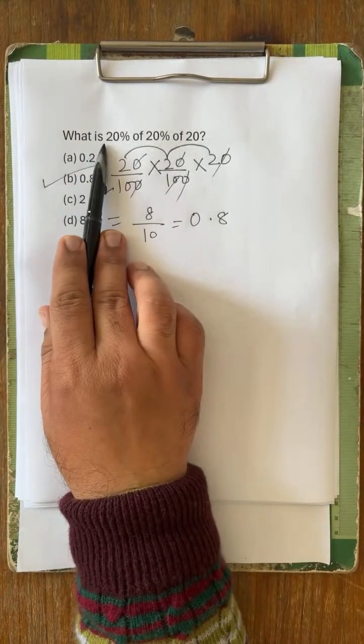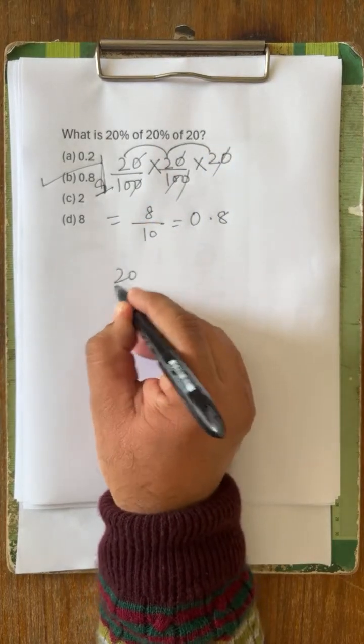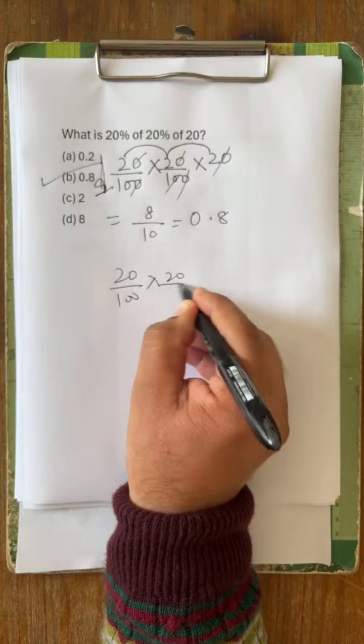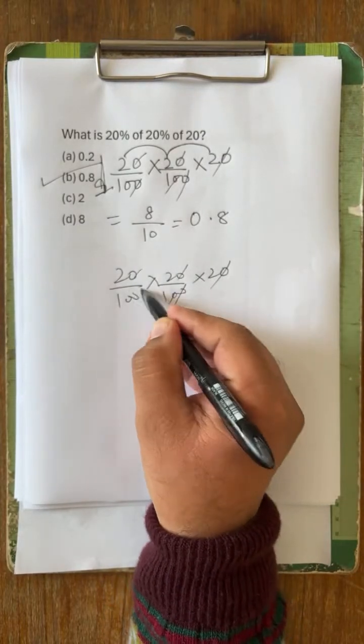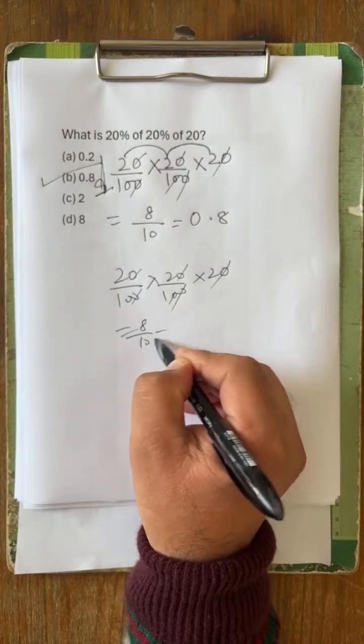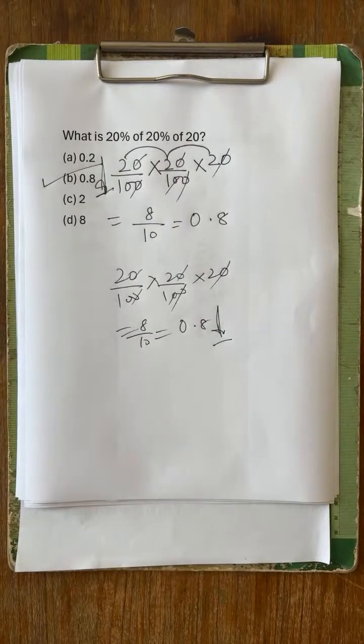What is 20% of 20% of 20? We have to multiply 20 upon 100 into 20 upon 100 into 20. Now this cancels. We are left with 8 upon 10. That is 0.8 will be our answer. Hope you understood this question. Now next question.